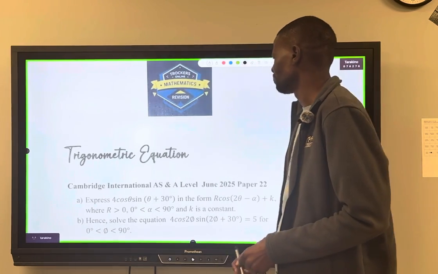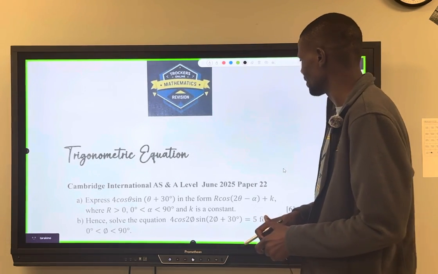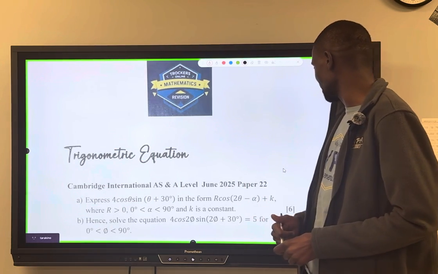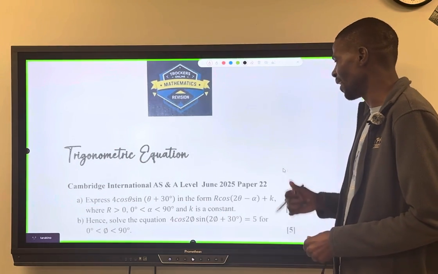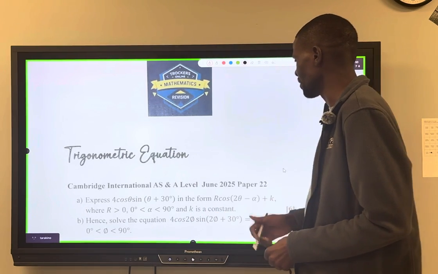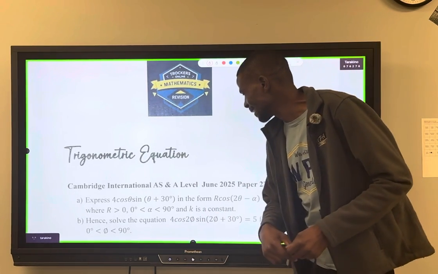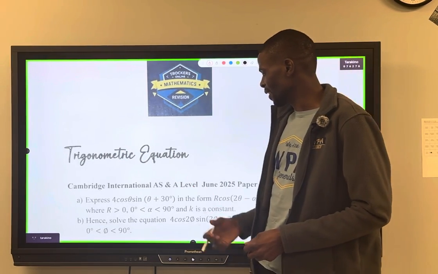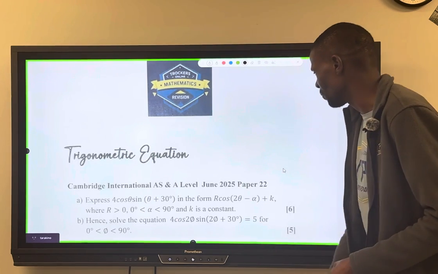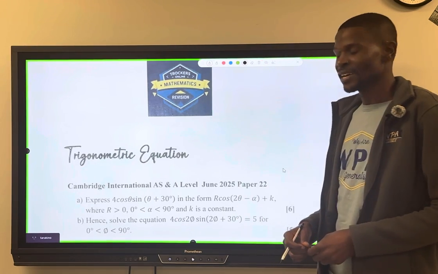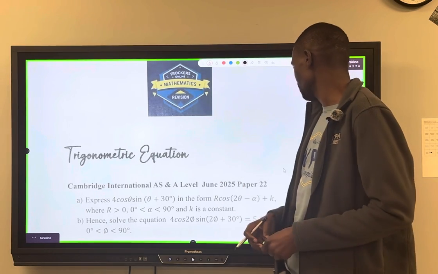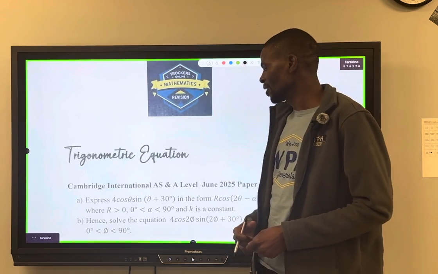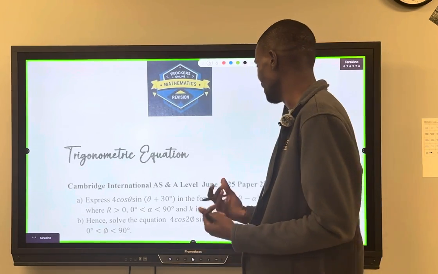The question reads: express 4 cos theta sine (theta plus 30 degrees) in the form r cos (2 theta minus alpha) plus k, where r is greater than 0, 0 degrees is less than or equal to alpha, less than 90 degrees, and k is a constant. Then the second part: hence solve the equation 4 cos 2 phi plus sine (2 phi plus 30 degrees) equal to 5 for 0 less than phi less than 90 degrees.